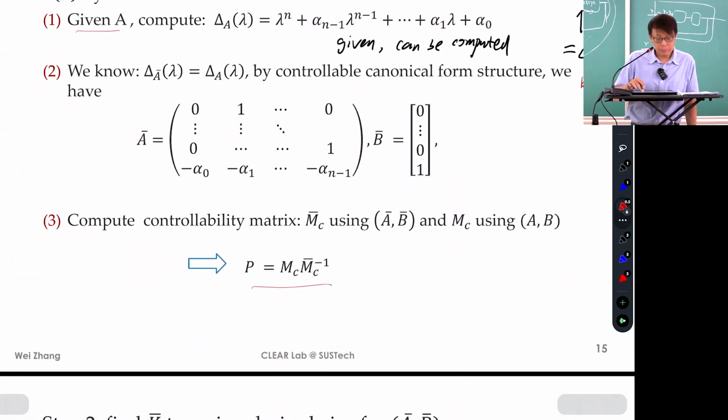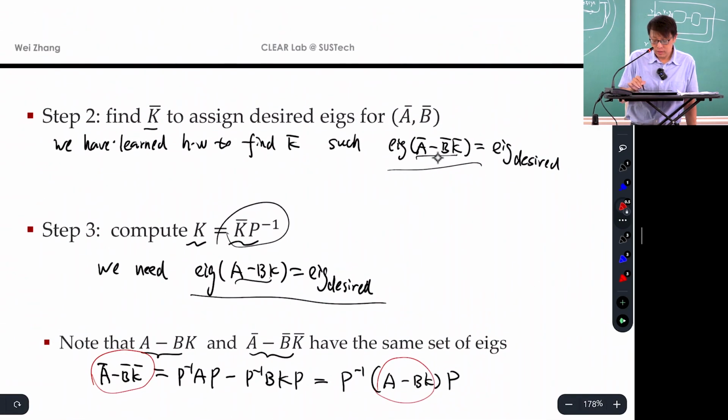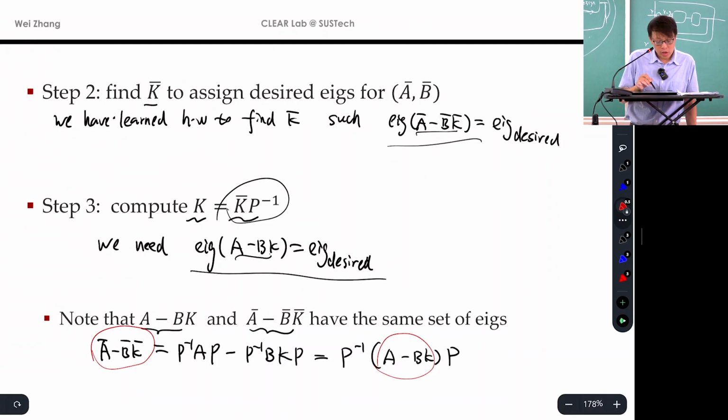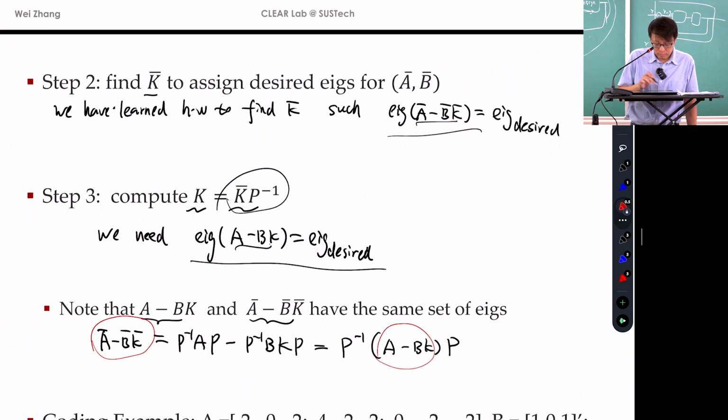All right, once you have P, then I learned design K in the controllable canonical form. I find K bar. Then I check, okay, if K is defined as K bar P inverse, then A minus BK also has the same set of eigenvalues. So everything is linear algebra. Control is nothing but the application of linear algebra in the context of control design.